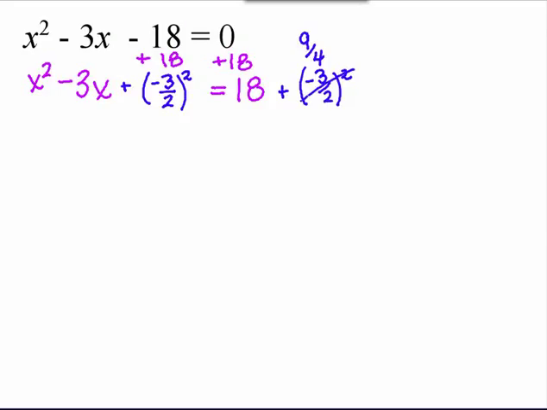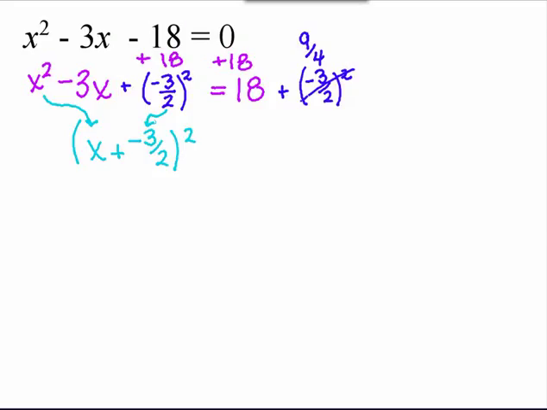So do we remember how we write the left side? x plus negative 3 halves, quantity squared. Remember where that comes from? Here's an x, and here's my negative 3 halves. I always take the first term squared and the last term squared. Remember, the middle term doesn't drop out. What we're doing is factoring.